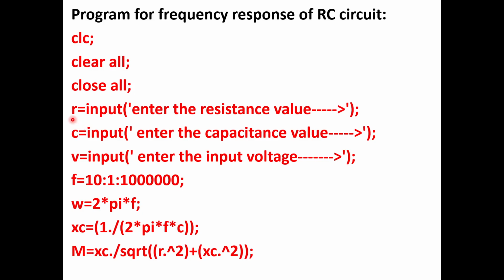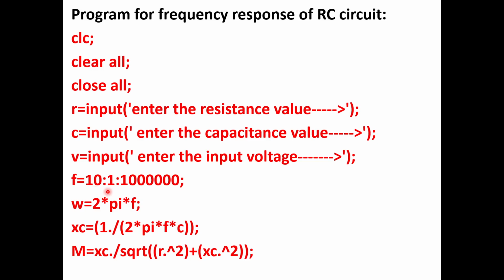Next, R resistance, R equal to input within brackets enter the resistance value, bracket close semicolon. C is the capacitance. C is equal to input within brackets, enter the capacitance value, close the bracket, semicolon. Next, input voltage V is equal to input within brackets, enter the input voltage, bracket close, semicolon. And F is the frequency.